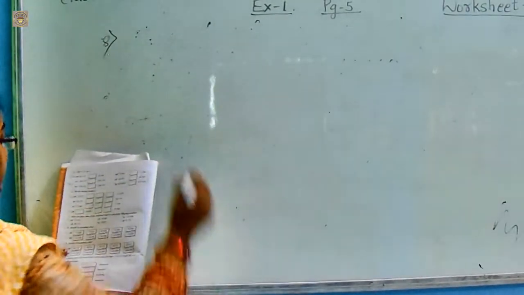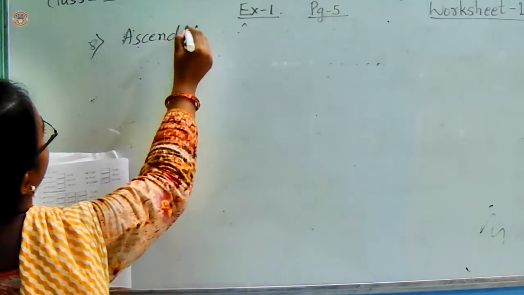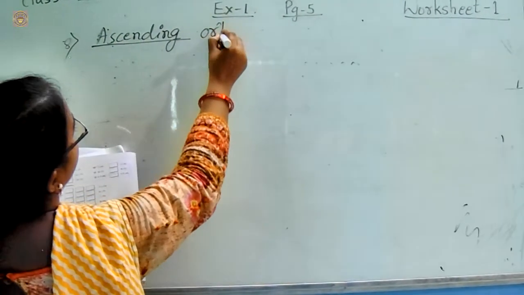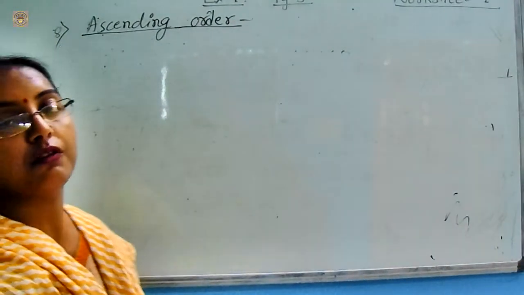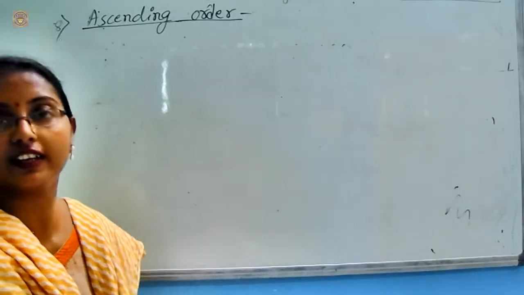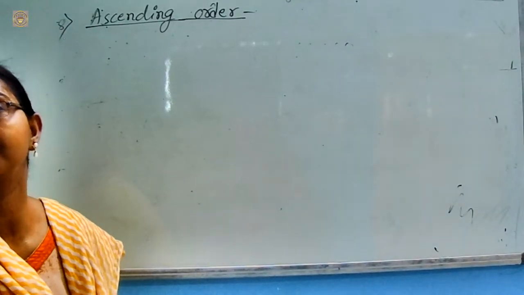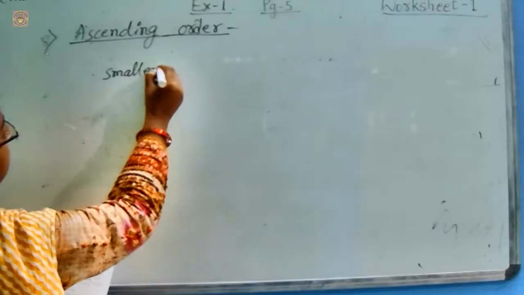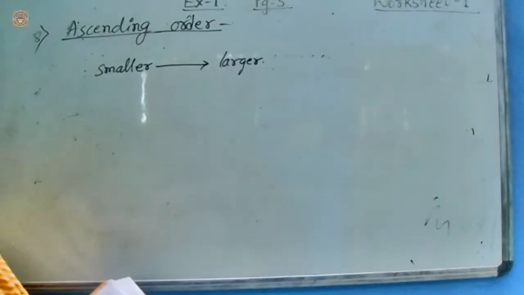Question number 8 is rearrange in ascending order. Ascending order means, as many of our students know, going from the smaller to the larger number. That means we are increasing from smaller to larger.